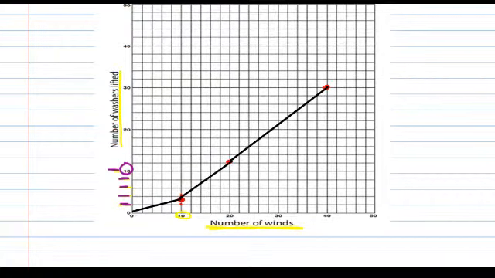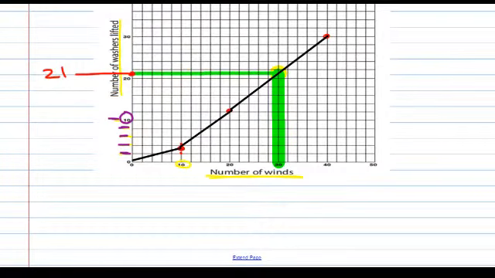What you will now do is look at your graph and see where 30 lies. 30 is on this line, right here. You will see that 30 crosses the graph at this point. Come across and see what that number is. That number would represent 21. Therefore, your prediction for 30 wines would be 21.